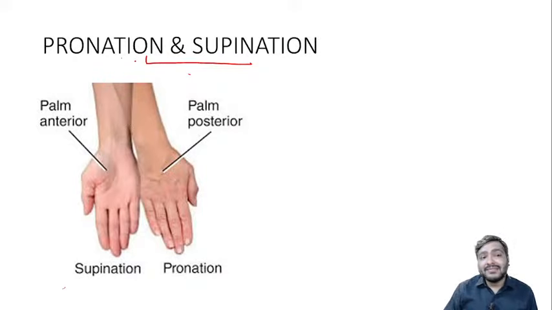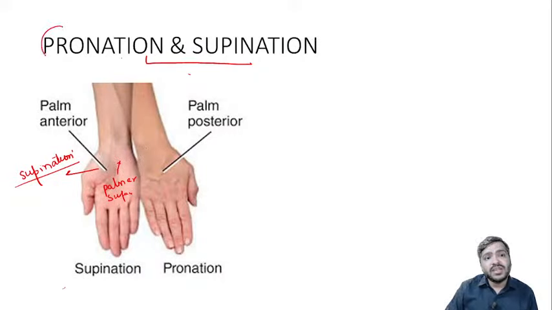Coming on to the next, pronation and supination, guys. The very first one is the supination part. In supination, the palmar surface is upside, it is towards the up. And coming to pronation, pronation is basically when the palmar surface is towards down. The palmar surface is downwards.